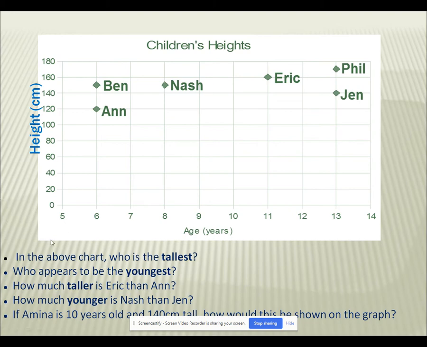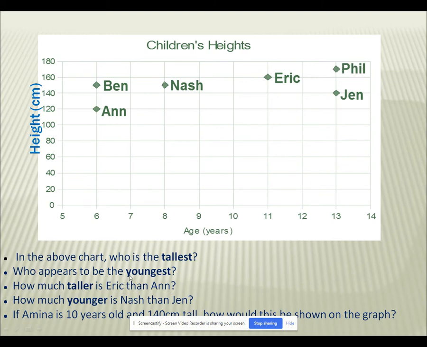All right, so in the above chart, who is the tallest? What did you put? So the tallest student, if we look at height as you go up, so the point highest on the graph is Phil. So Phil should be the tallest.